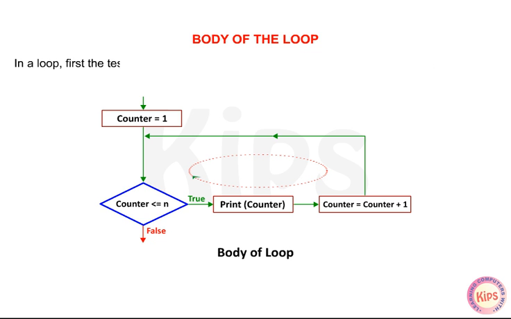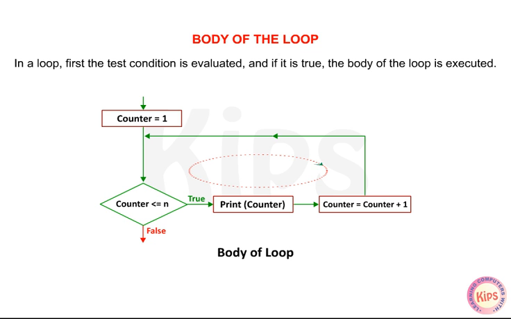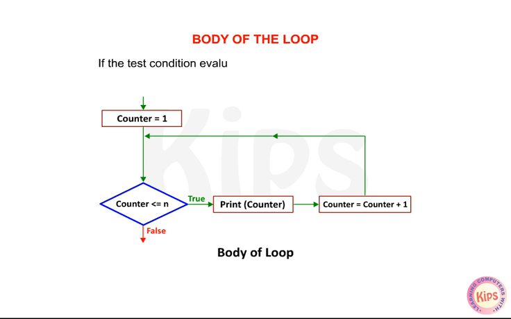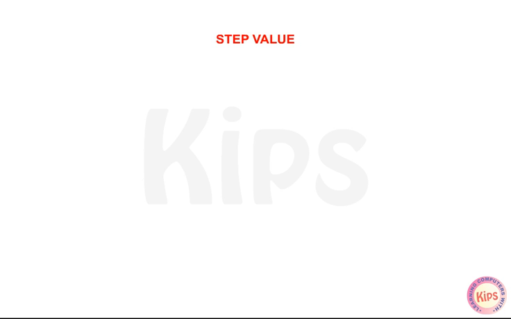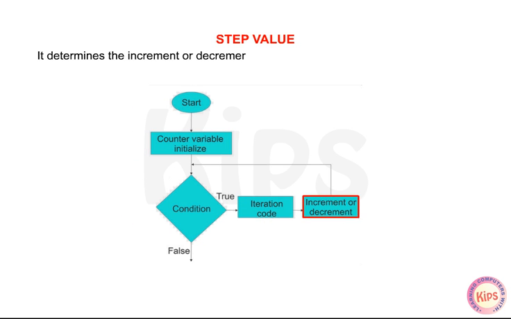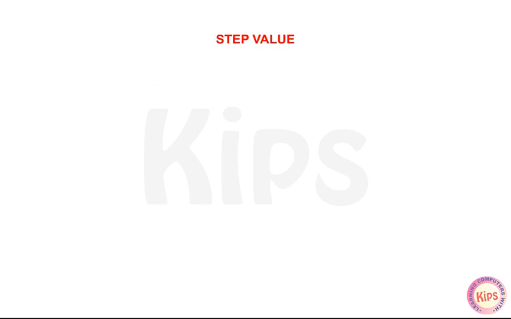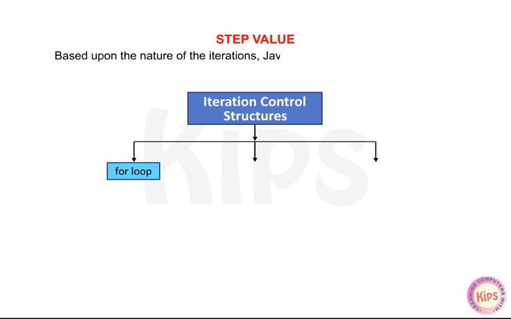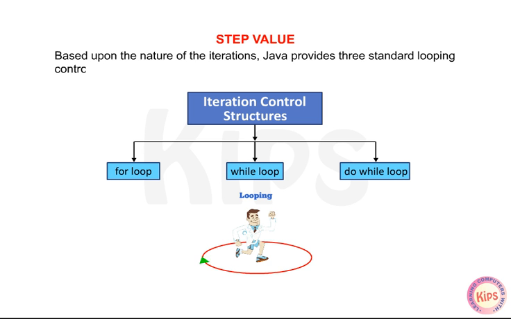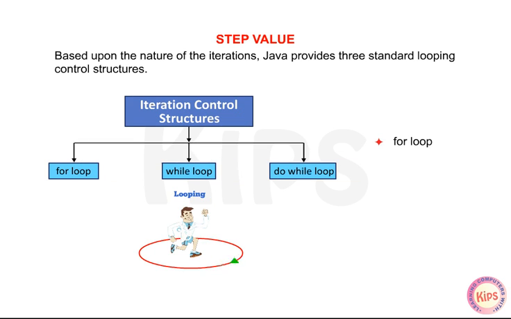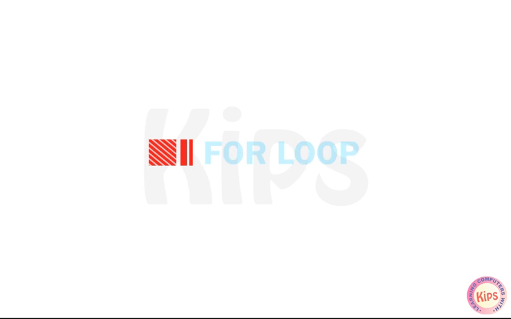In a loop, first, the test condition is evaluated, and if it is true, the body of the loop is executed. If the test condition evaluates to false, the loop is terminated. Step value: it determines the increment or decrement of the control variable till the test condition becomes false. Based on the nature of the iterations, Java provides three standard looping control structures: for loop, while loop, and do-while loop. Before moving forward, let us first discuss the for loop.